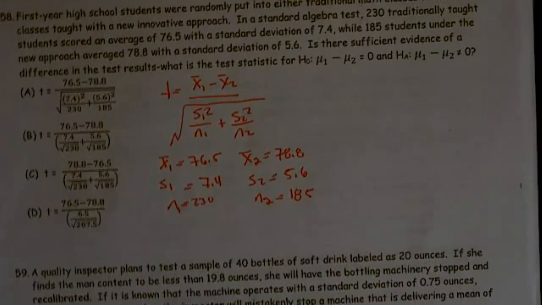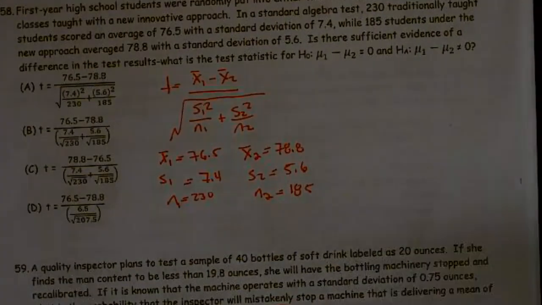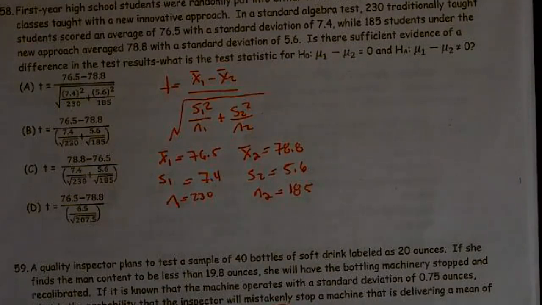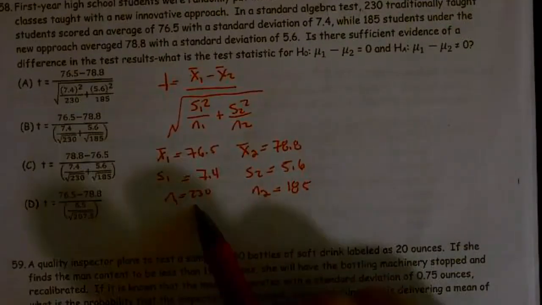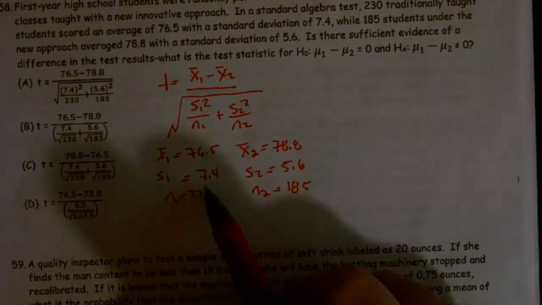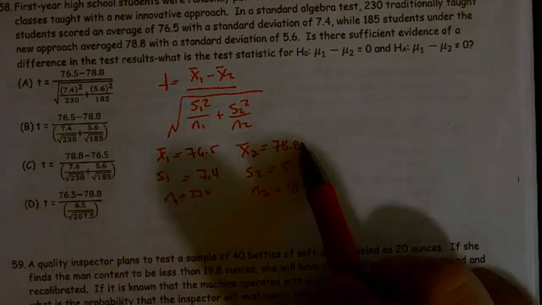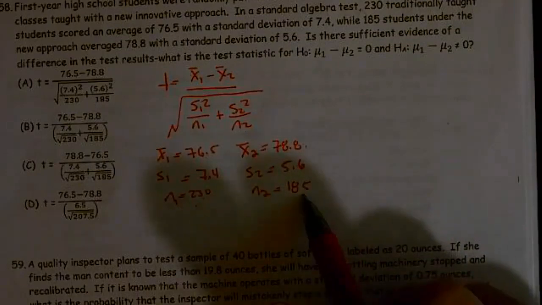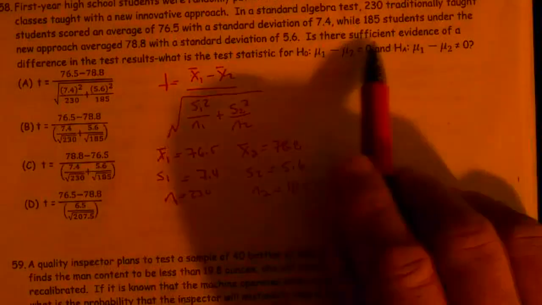Number 58, first year high school students were randomly put into either traditional math classes or math classes taught with a new innovative approach in standard algebra. 230 traditionally taught students scored 76.5 with a standard deviation of 7.4. So this is what we've written here. The 230, there's their mean, there's their sample standard deviation. And with the new method, it raised up to 78.8 with a standard deviation of 5.6 and the sample size was 185. So is there evidence?